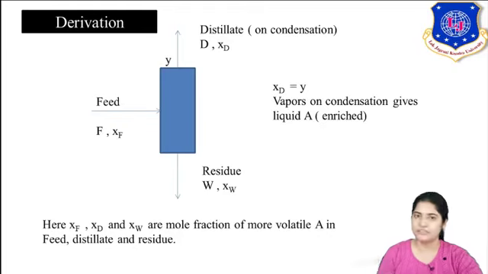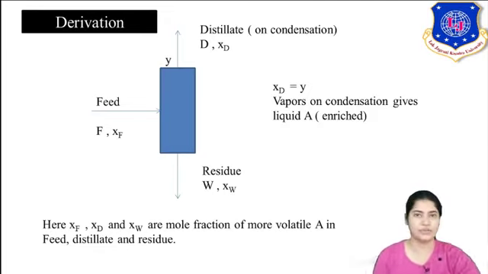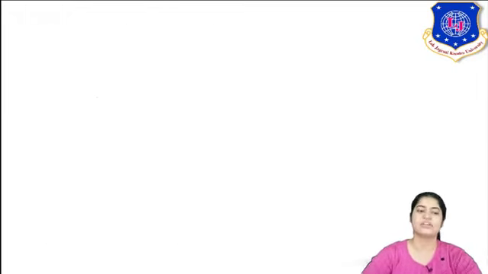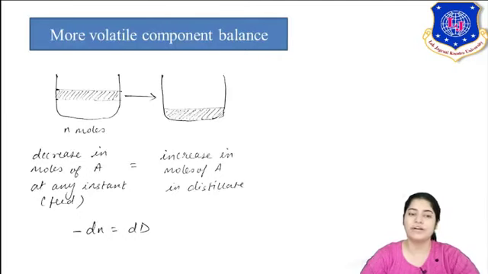XD. Similarly for residue, W is your molar flow rate, XW is the mole fraction of the more volatile component. Note down XF, XD, XW are mole fractions of the more volatile component A. So you can see XD is equal to Y, because vapors on condensation give liquid A, which is enriched. Now moving forward, more volatile component balance.